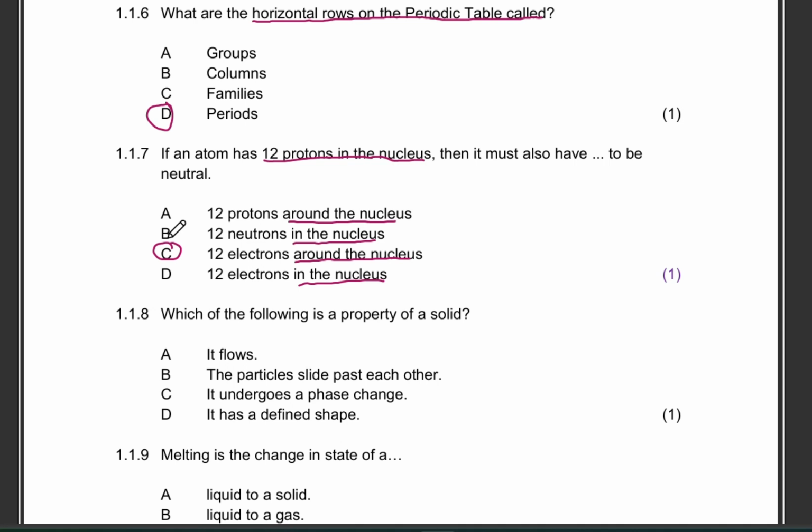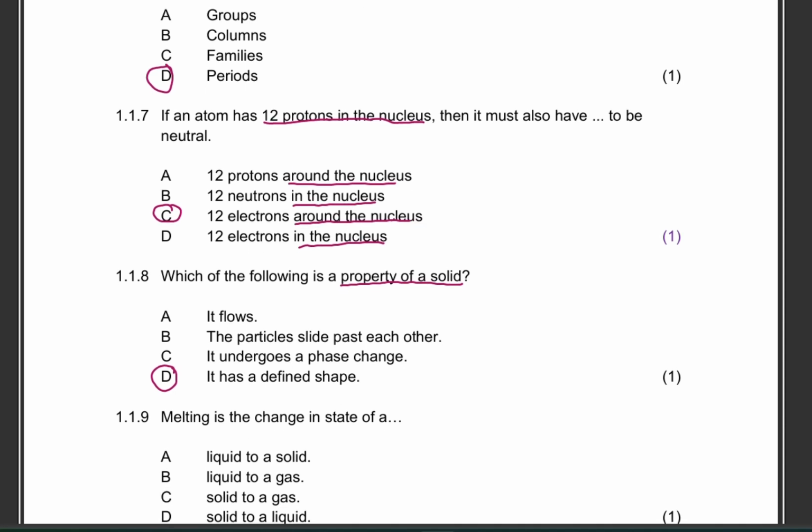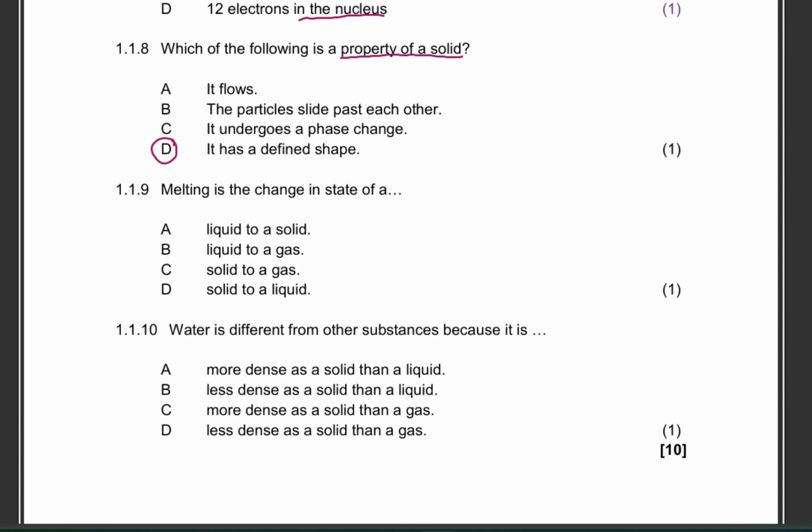118. Which of the following is a property of a solid? Okay. Phases of matter. It flows, the particles slide past each other, it undergoes a phase change, or it has a defined shape. The correct answer will be D. Remember, guys, to answer these questions with me, you pause the video and you answer the question and let me know in the comment section how many you got correct. Okay. Very, very important. I need to know how many you got correct, my darlings.